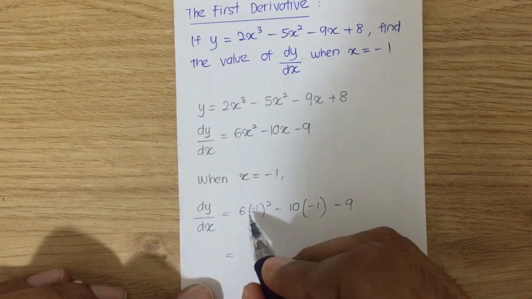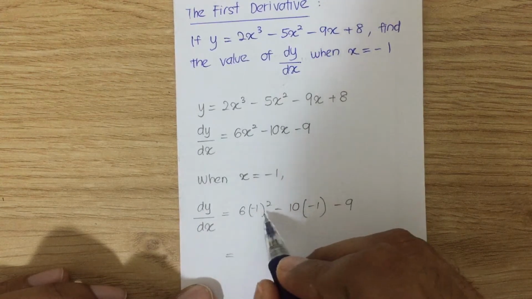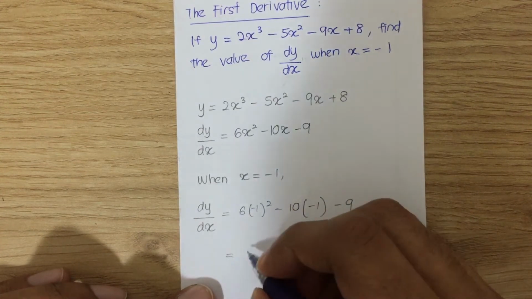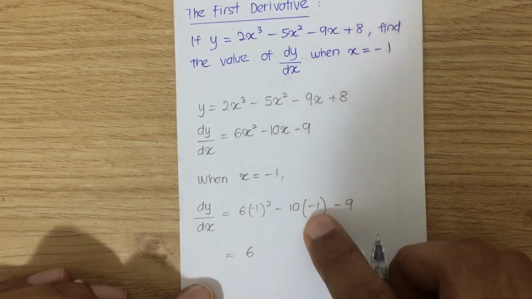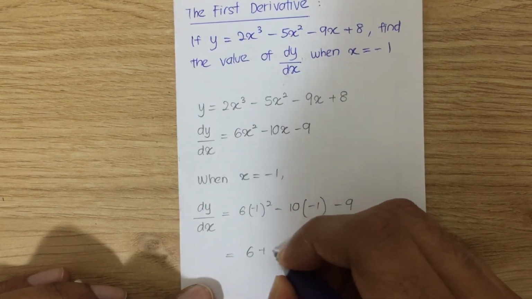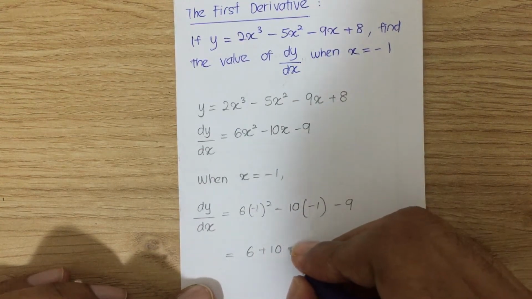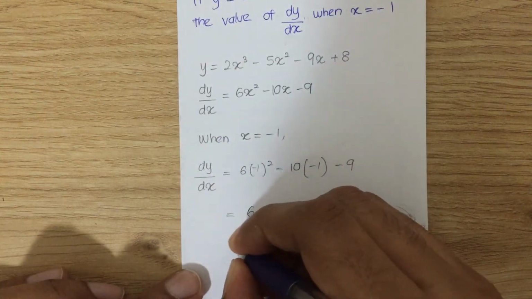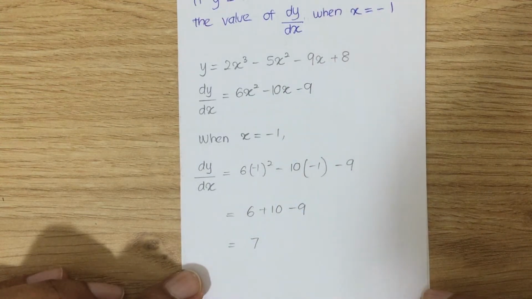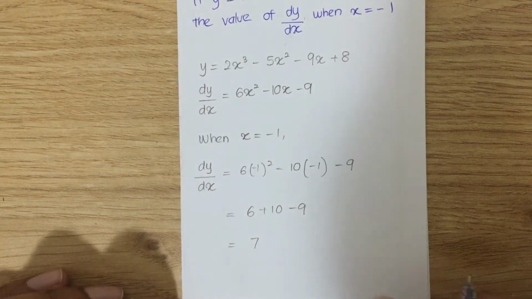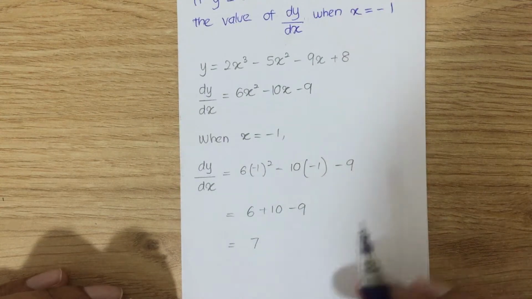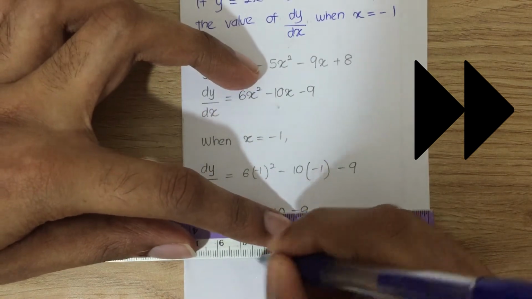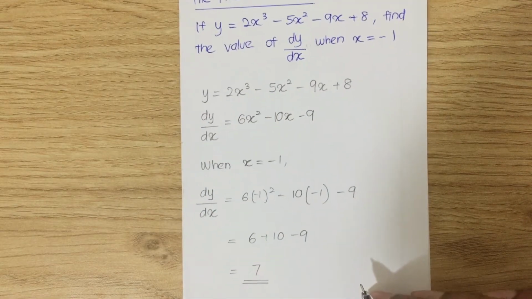When you solve this, 6 times (-1) squared: (-1) squared is 1, so 6 times 1 gets 6. Negative 10 times -1 gets positive 10. Negative 9 will be negative 9. So 6 plus 10 minus 9, you should be getting your answer is 7. So dy over dx is equal to 7, guys. Let me underline the solution for this question. We are done with question 1.